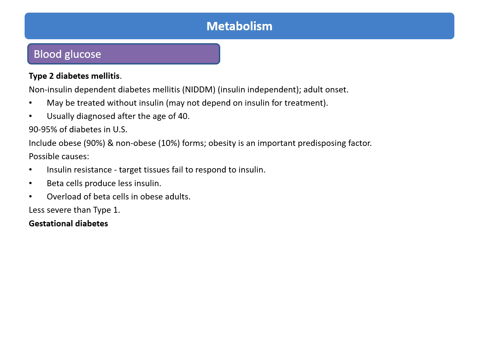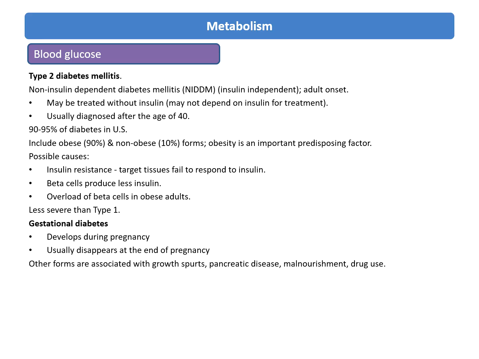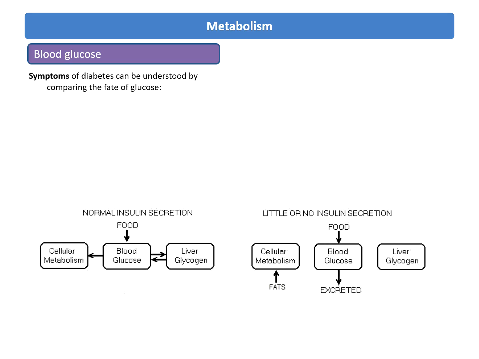Another type of diabetes is gestational diabetes. This develops during pregnancy, usually disappears at the end of pregnancy. Other forms are associated with growth spurts, pancreatic disease, malnourishment, and drug use. What about the symptoms of diabetes?